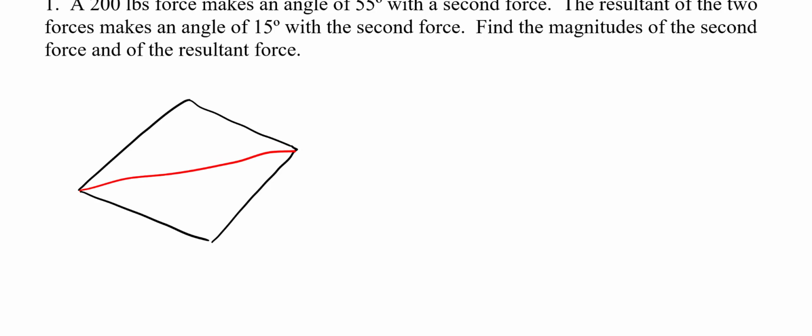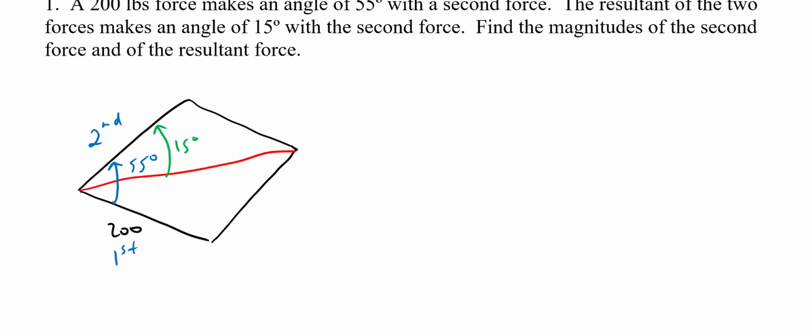All right, so let's label some stuff. It's a 200-pound force, makes an angle of 55 degrees with the second force. So that's 55 degrees. I'm going to label this as my first force, and this is the second force. Just makes it easier. The resultant of the two forces, the red line, makes an angle of 15 degrees with the second force. So I'm going to do this in a different color. This is 15 degrees. Find the magnitudes of the second force and the resultant.